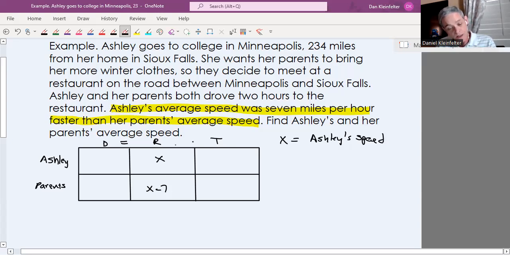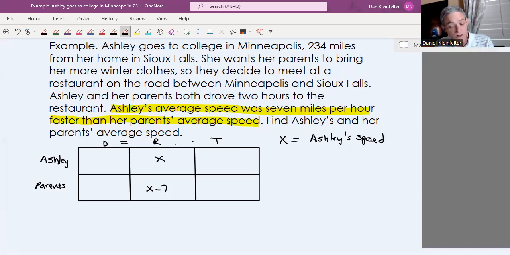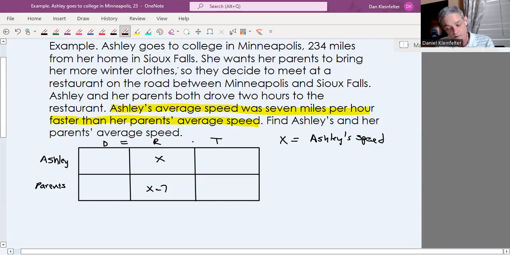All right, so here it says Ashley goes to college in Minneapolis, 234 miles from her home in Sioux Falls. So the two places are 234 miles apart. We'll use that later. They meet at a restaurant in between. It says Ashley and her parents both drove 2 hours to the restaurant. So the time for both sets of people is 2. Since distance equals rate times time, we'll have 2x under distance for Ashley, and we'll have 2(x minus 7) for the parents. So there's that.